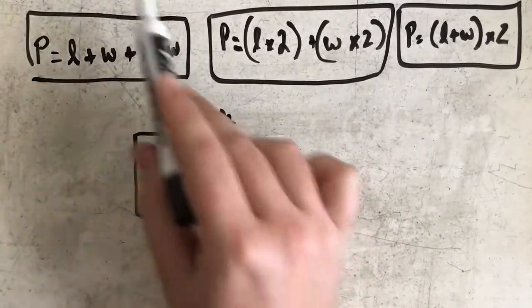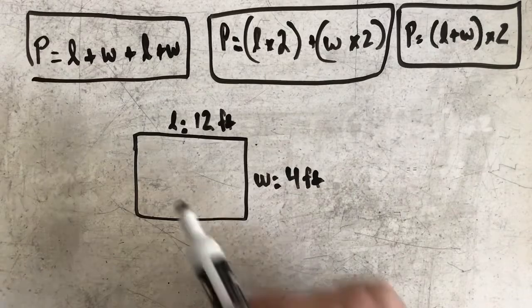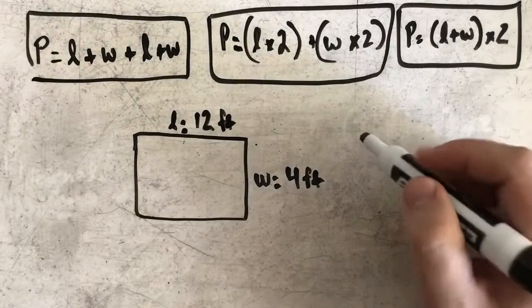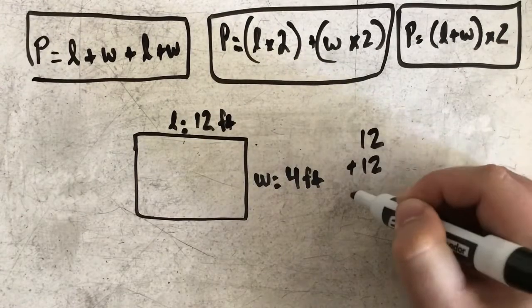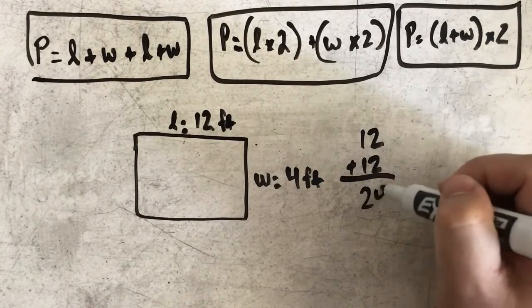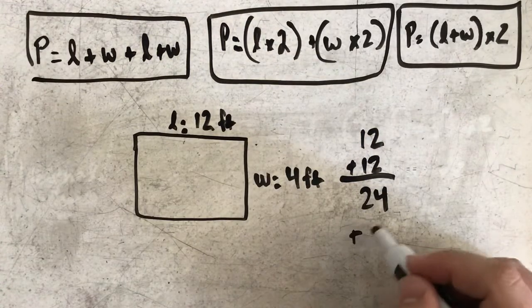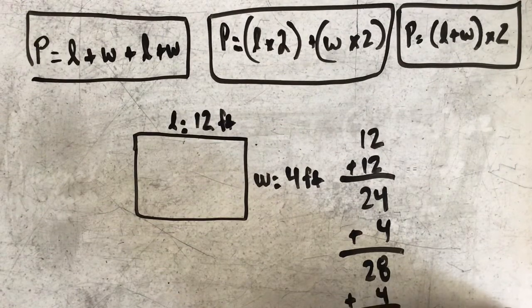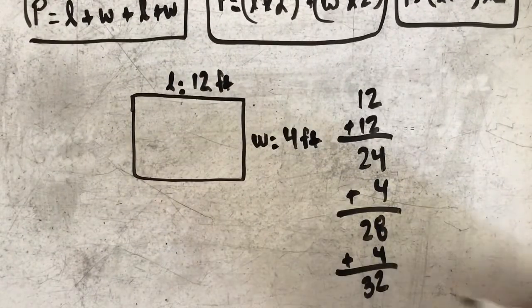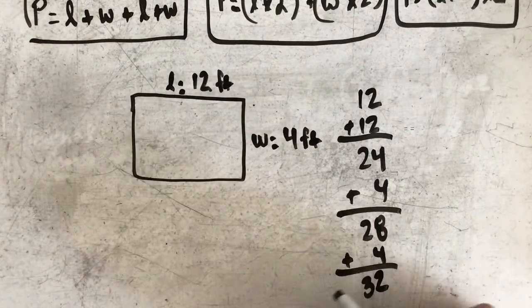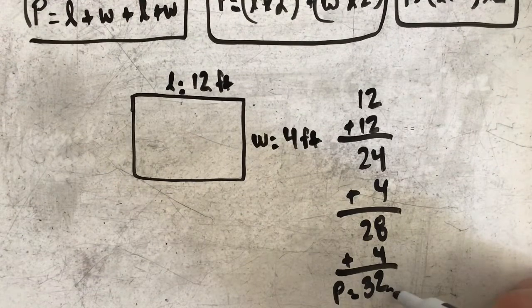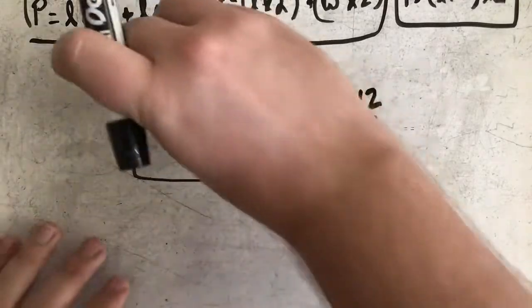Going with this first formula right here, I'm simply going to add all of the lengths and all of the widths together. So that would be 12 plus 12, which would give me 24, plus 4 would give me 28, plus 4 again would give me 32. So I would say that the perimeter of this object is 32 feet. Let's try another example.